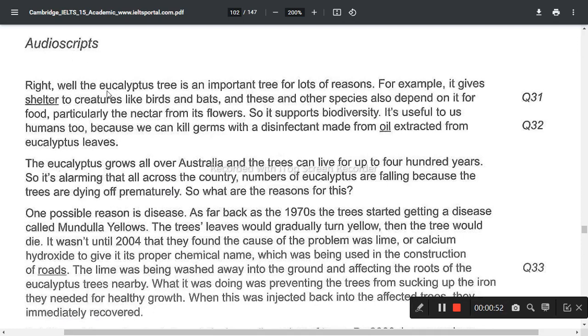Right. Well, the eucalyptus tree is an important tree for lots of reasons. For example, it gives shelter to creatures like birds and bats, and these and other species also depend on it for food, particularly the nectar from its flowers. So it supports biodiversity. It is useful to us humans too because we can kill germs with a disinfectant made from oil extracted from eucalyptus leaves.